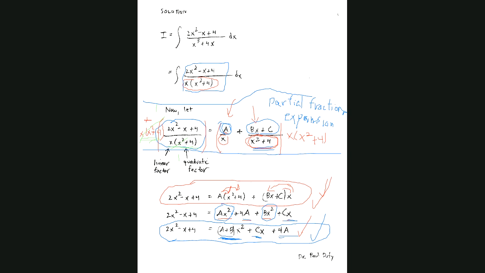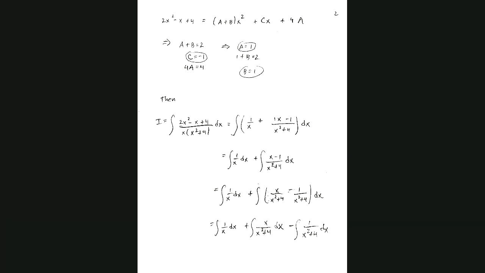Now I'm going to go to the next page. How do we figure out what A, B, and C are? Well, remember what we had was 2x squared minus x plus 4 equals a plus b times x squared plus c times x plus 4 times a. So I have a polynomial on the left side equaling a polynomial on the right side. That means the coefficients have to be the same. If the polynomial on the left equals the polynomial on the right, the coefficients have to be the same.